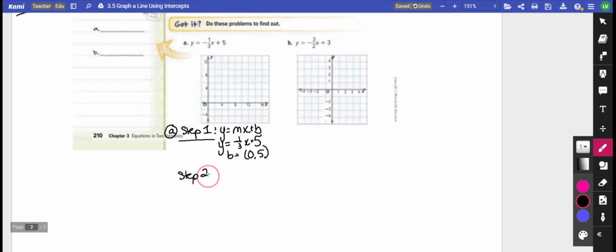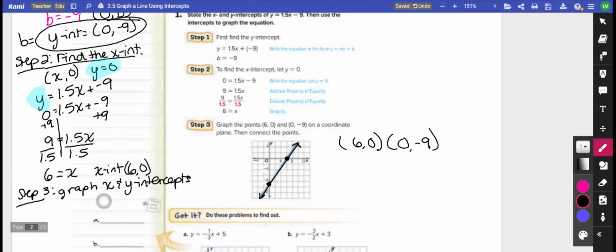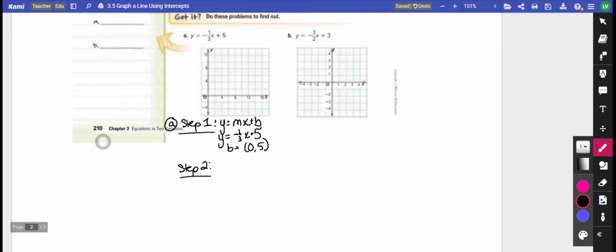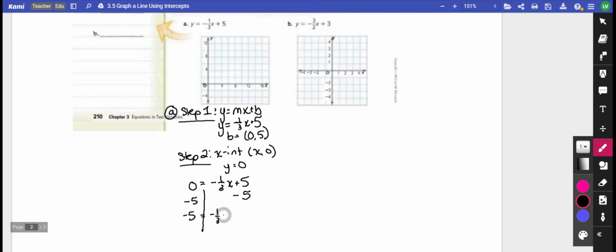Then step number 2 is to find the x-intercept. So in order to find the x-intercept, I need to plug 0 in for y. So x-intercept, that's going to be x comma 0. So that means y equals 0. So 0 equals negative 1/3 x plus 5. So I'm going to subtract 5 from both sides. Negative 5 equals negative 1/3 x.